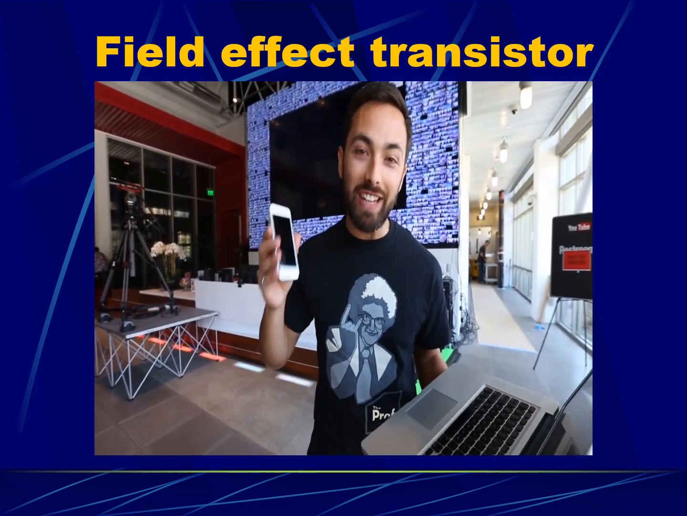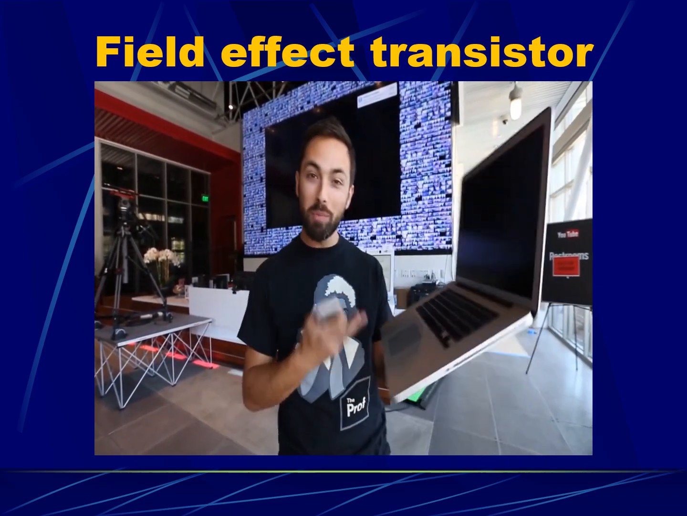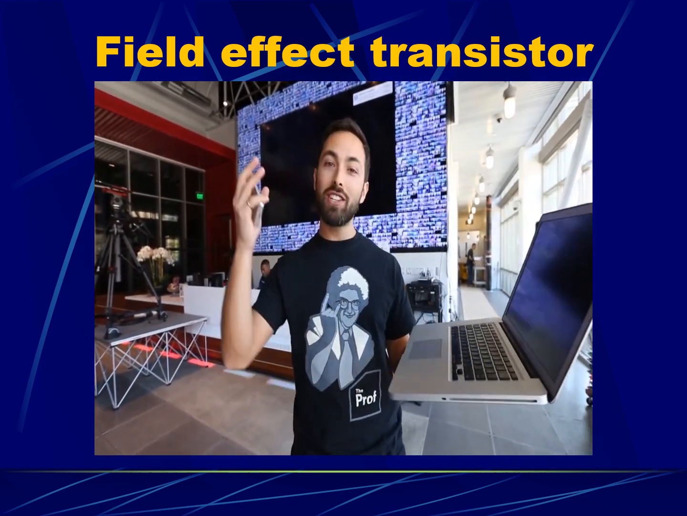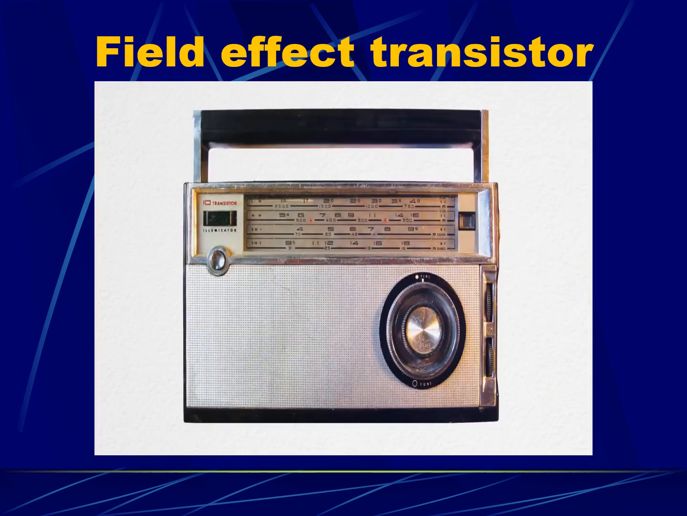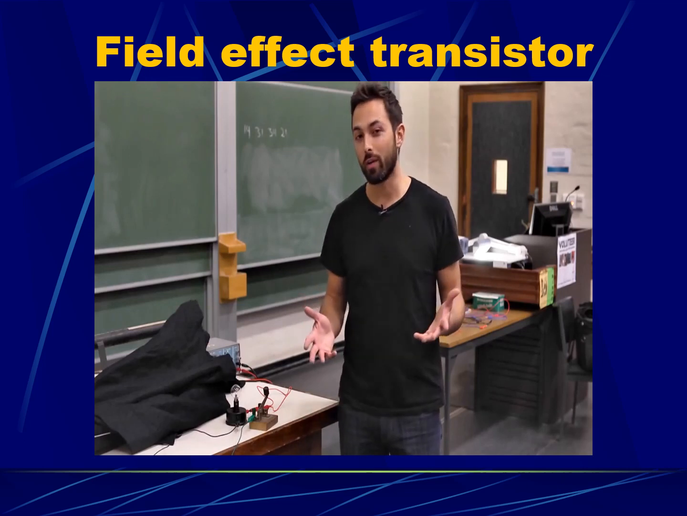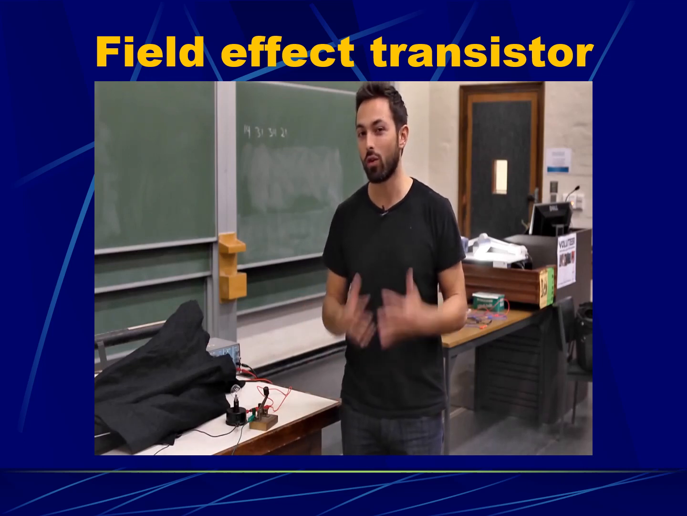In this phone, there are nearly 100 million transistors. In this computer, there's over 1 billion. The transistor is in virtually every electronic device we use. TVs, radios, Tamagotchis. But how does it work? Well, the basic principle is actually incredibly simple.